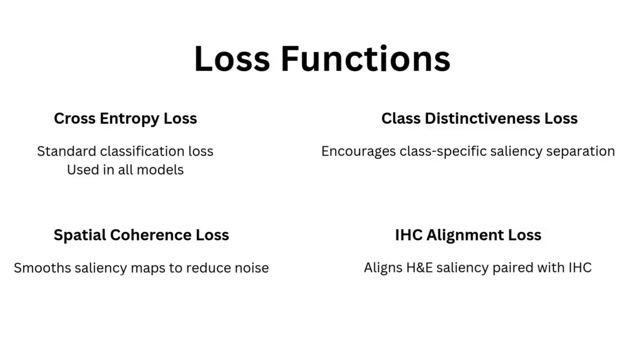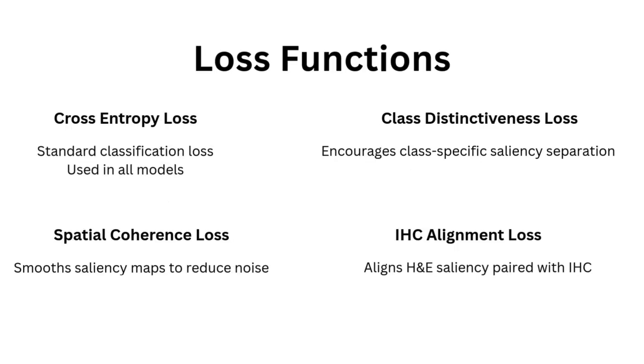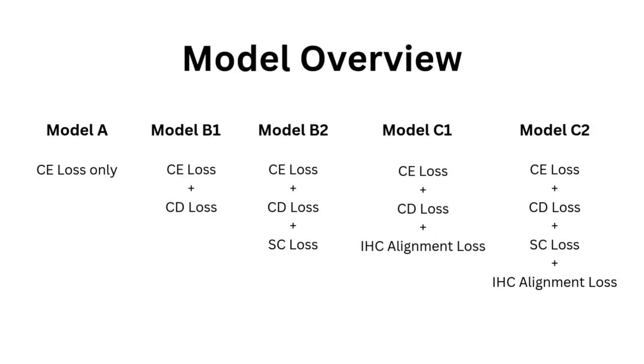These are the four loss functions used in this project. Cross-entropy loss is the standard classification loss and was used in all model variants. Class distinctiveness loss was added to help each class focus on distinct regions in the image, improving saliency separation. Spatial coherence loss was introduced to make the saliency maps cleaner and less noisy by encouraging smooth attention. Lastly, IHC alignment loss was used to guide the model's attention by comparing the H&E saliency with the corresponding IHC saliency map. Here's an overview of the model variants.